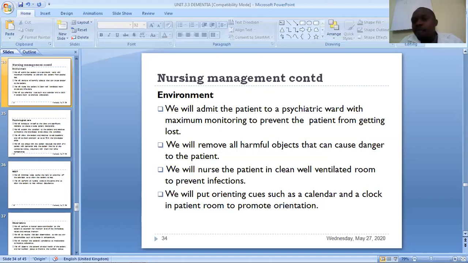We will remove all harmful objects that can damage or endanger the patients and the others around. Remember, we said sometimes they become aggressive, they become uncooperative. We will nurse the patient in a clean, well-ventilated room to promote free air circulation. We will put orienting cues such as a calendar, especially if they are able to read, and a clock in the patient's room to promote orientation. Remember, we mentioned that they lose orientation to the surroundings and time.